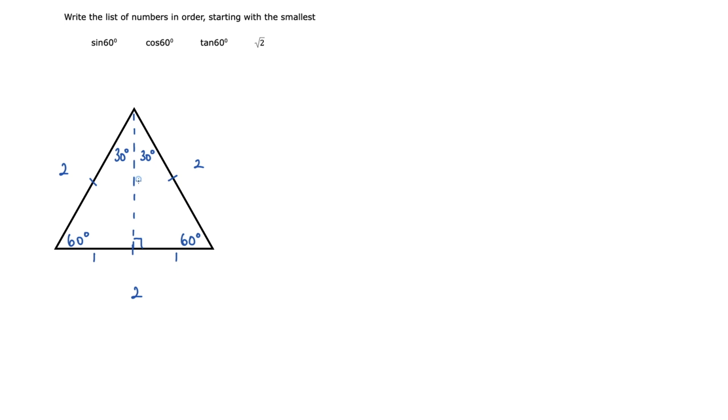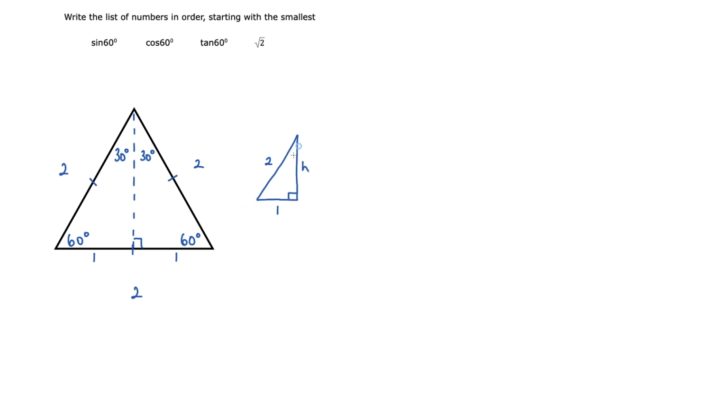The only length I need to calculate then is this one here, the height. Let me just draw in a separate triangle over here. So I've got this right-angled triangle. I know this base length is 1. This length, the hypotenuse, is 2. I need to calculate the height.